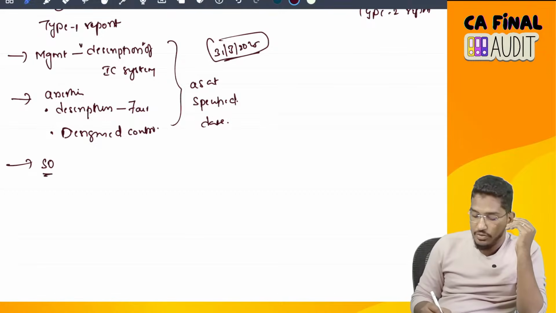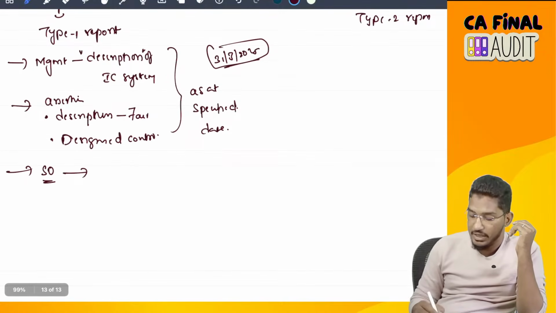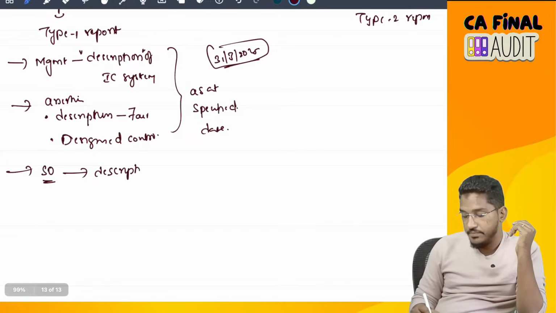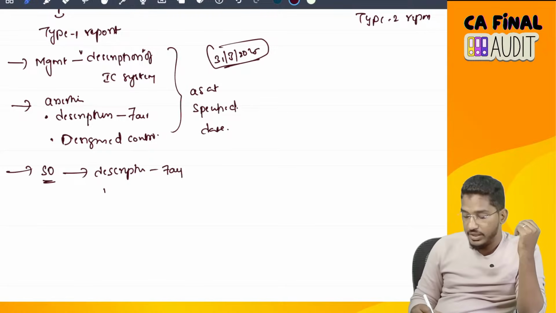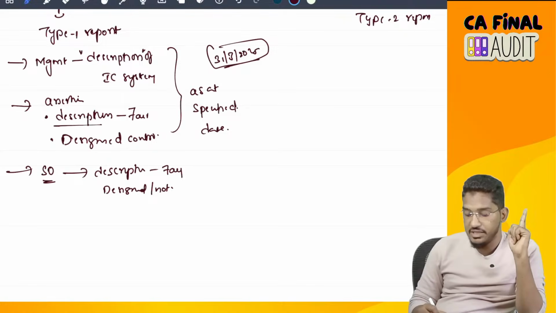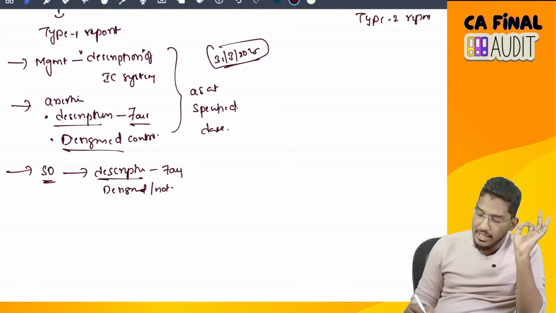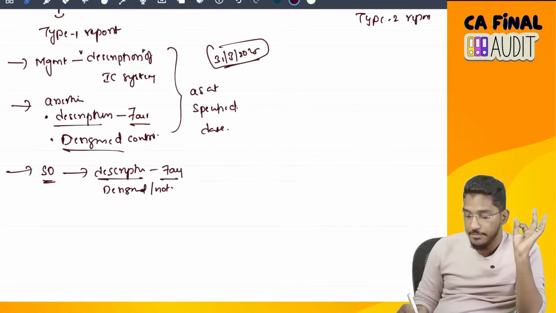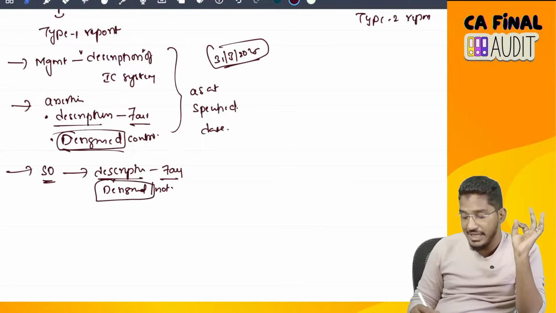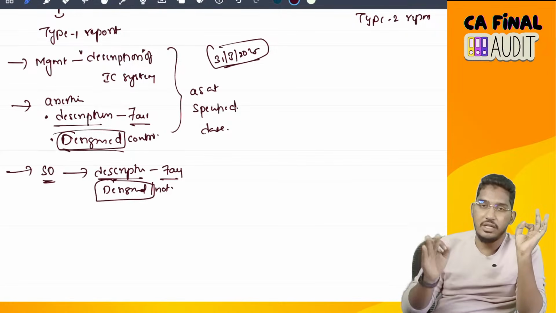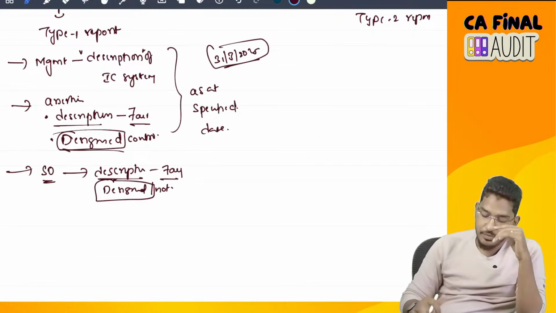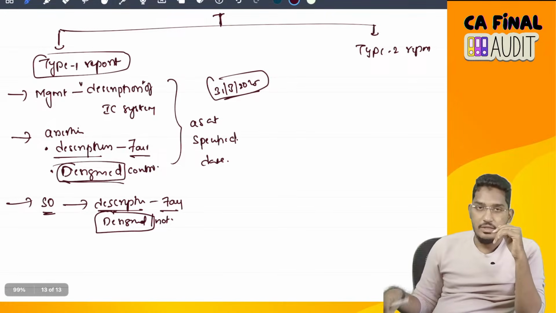Now the service auditor will express an opinion whether the description is really a fair presentation, and he will also comment whether the controls are suitably designed or not. The management is saying the description is fairly presented and the controls are designed properly. Whether that is really so as at the specified date, the service auditor will verify and give the report. That is a type 1 report.